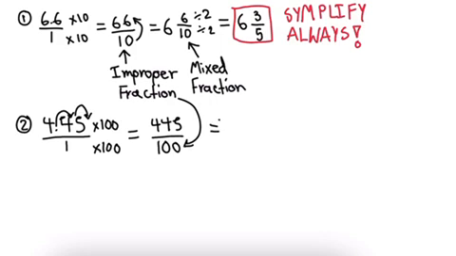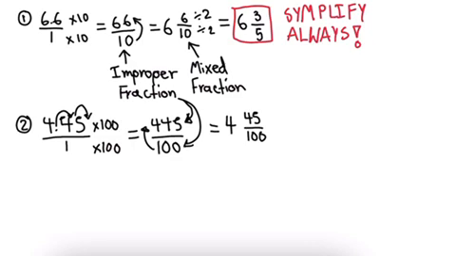So when we do this, we get 445/100. And here we have an improper fraction, so we're going to convert it into a mixed fraction. And now we ask ourselves how many times 100 fits into 445. So if we do 100 times 4, we would get 400, and that's the closest we could go to 445. So the answer, we would get 4, and we would have 45 left over. So we would get 4 and 45/100.